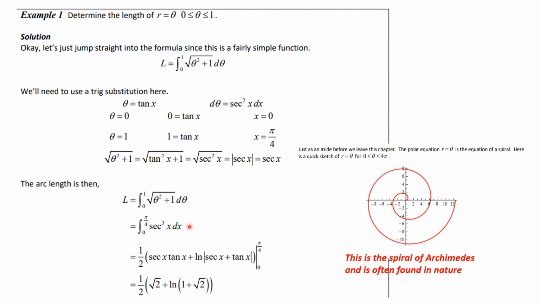We integrated that by parts the first time we saw it, and now we probably just know immediately to put this in, and we substitute the values of 0 and pi over 4. These are special triangle values, so you should be able to get that and simplify it. And so the exact answer is 1/2 times the whole of the square root of 2 plus the natural logarithm of 1 plus the square root of 2. That is the exact answer.